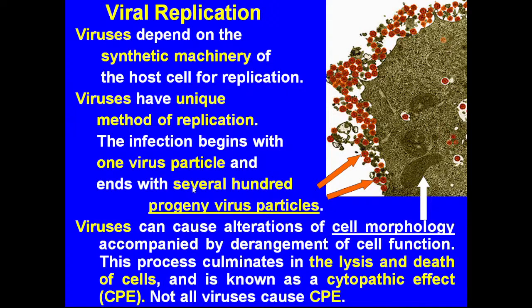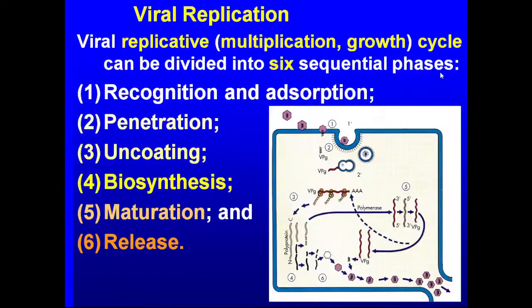As we stated, viruses depend on the synthetic machinery of the host cell because they don't have organelles. As a result of entry of one single virus into the cell, hundreds of progeny viruses will be produced. Viruses can cause alteration of the cell morphology, accompanied with the degradation or derangement of the cell functions. And this process culminates in the lysis and death of the cell. That is called cytopathic effect. The cytopathic effect of the virus upon the infected cell can be not that dramatic, like lysis. Some other changes may occur for a while, but we stated already that the cell is going to die anyway.